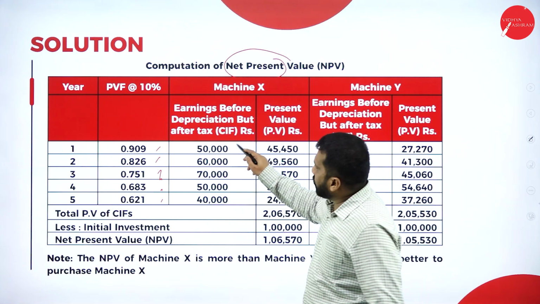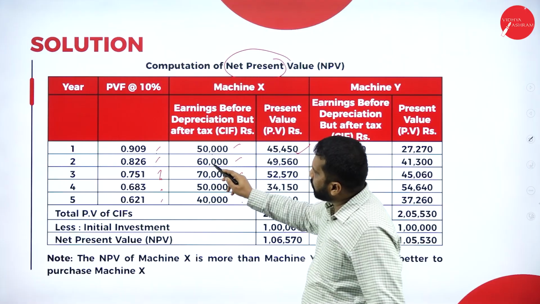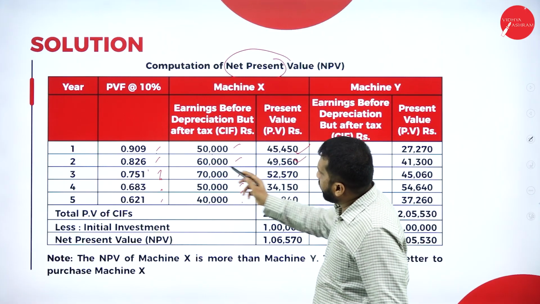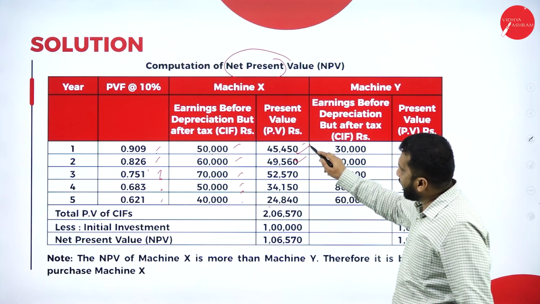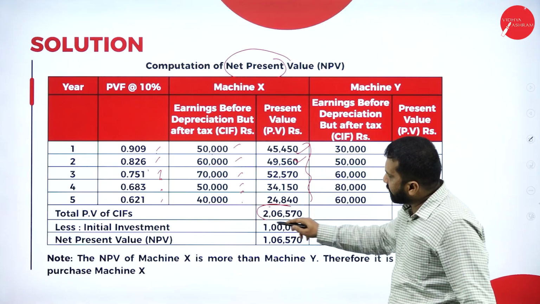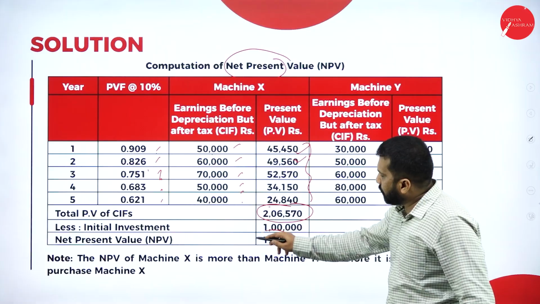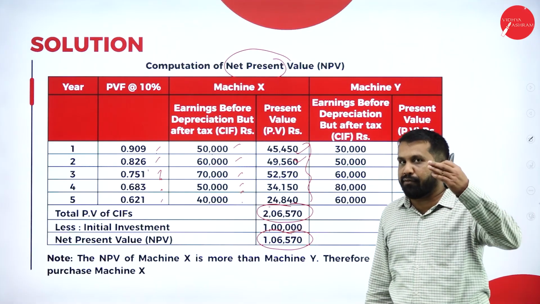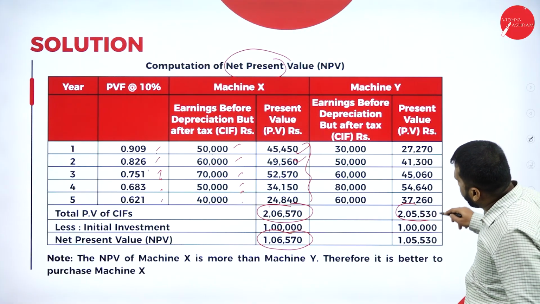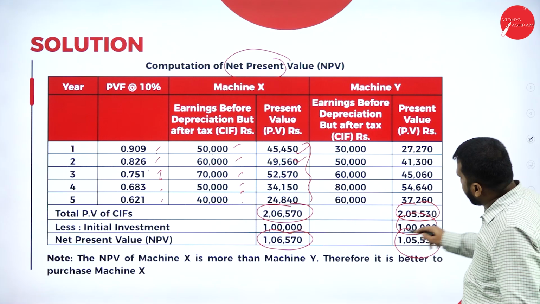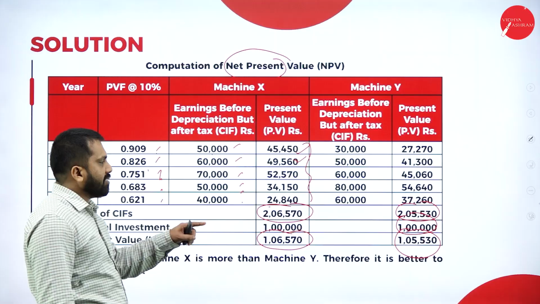See, machine X answer, multiply 50,000 into your PV factor, 60,000 into PV factor, everything multiply. Your answer is 24,840 for the 5th year. Add everything. 2,06,570. What is your investment? Minus 1 lakh. This will be your present value. Your final answer minus investment is your NPV. Similarly, the total is 2,05,000 minus 1 lakh. Your answer is how much? 1,05,530 is your NPV, net present value.